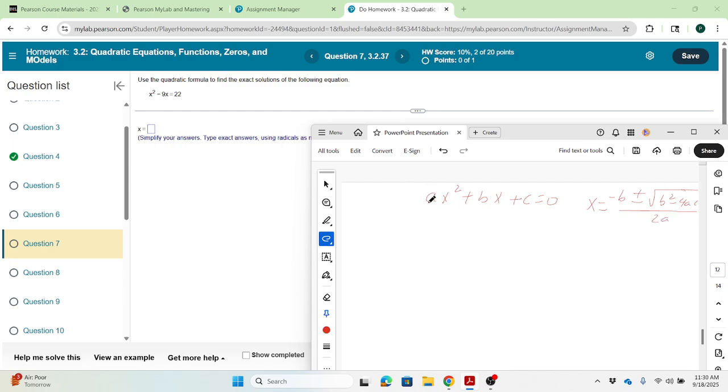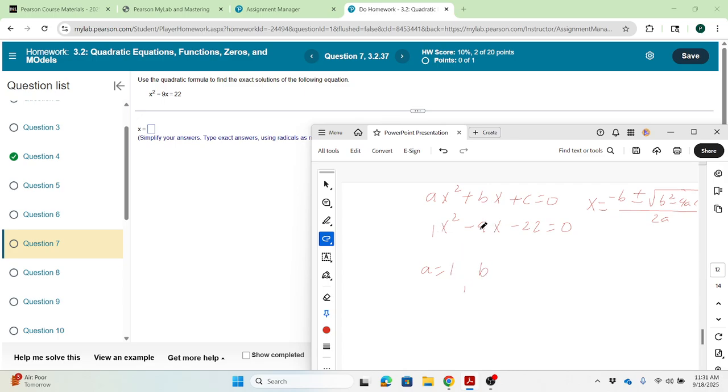So in this case, the problem we are given is x square minus 9x. We have to bring that 22 to the left side by subtracting 22 from both sides. By doing that, you can compare the equation, and the number in front of x square is the value of a. In this case, there is nothing, so you can always put 1.